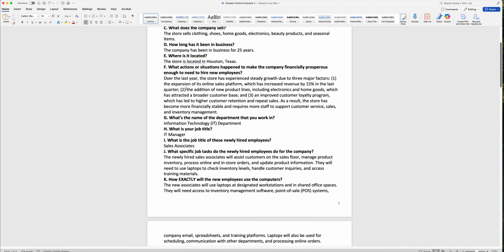So let's look at their justification. Over the last year, the store has experienced steady growth due to three major factors. This is already great because this student is giving not only one, but three reasons why. They are expanding enough to need new employees. The expansion of its online sales platform, which has increased revenue by 15% in the last quarter. This paper is one of the only ones, maybe there were two or three others, but this is one of the only ones that included any type of metrics in the explanation.